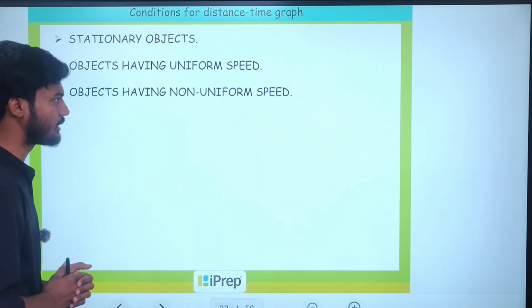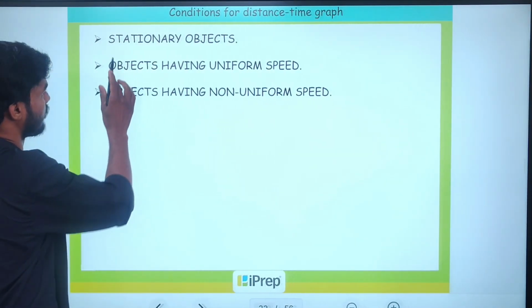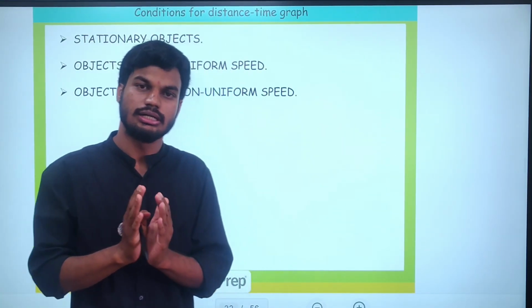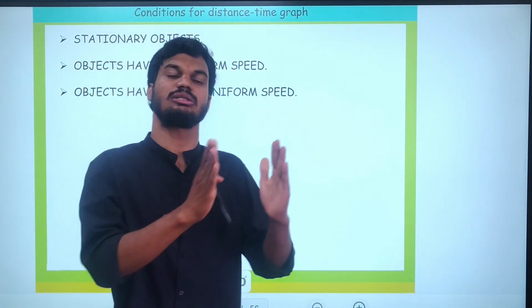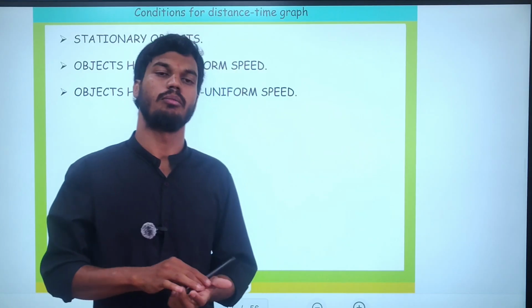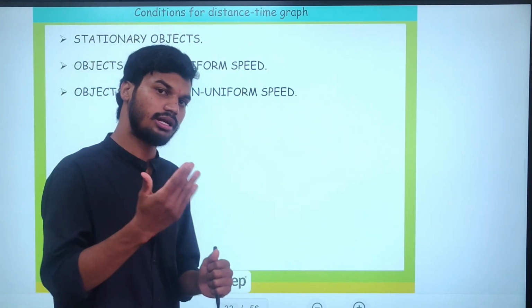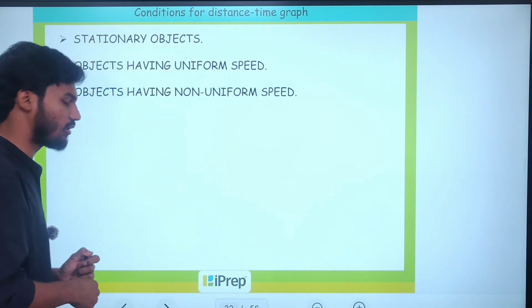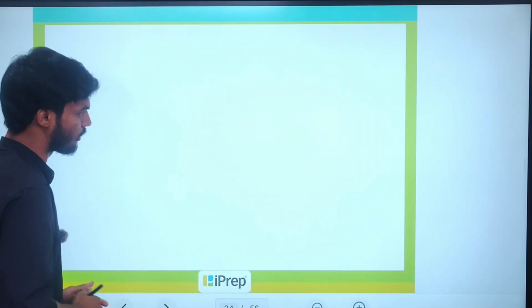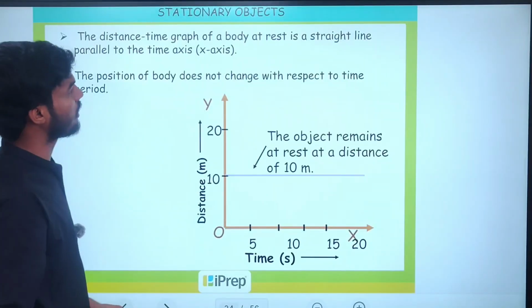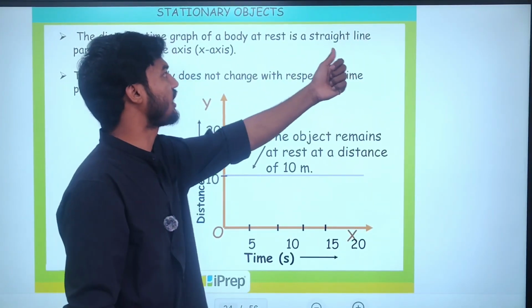Next, conditions for the distance time graph. What are the conditions? Stationary object. Stationary means the body or object doesn't change its place with respect to time. Simply, the body is in a rest position. It is known as a stationary object. For a stationary object, how does the distance time graph look? Let us look here. The distance time graph of a body at rest is a straight line.